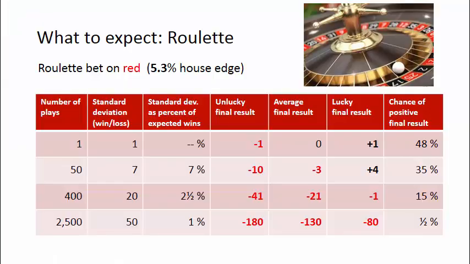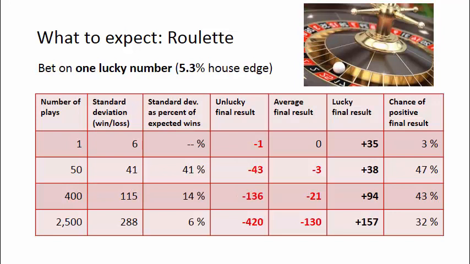Let's review the summary table for the even money bet on red. For a whole day session of 400 bets, the standard deviation is 20 and the chance of a positive day is 15%. Here's the summary table for the lucky number bet. The standard deviation values are much larger. For a whole day session of 400 bets, the standard deviation is 115 and the chance of a positive result is 43% instead of 15%.